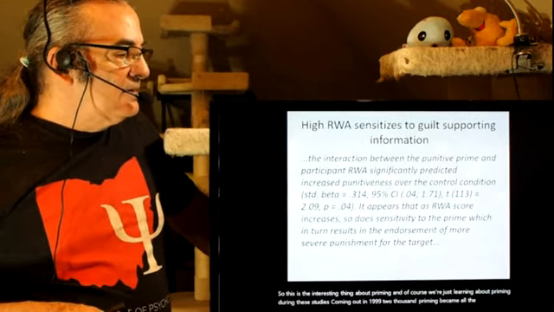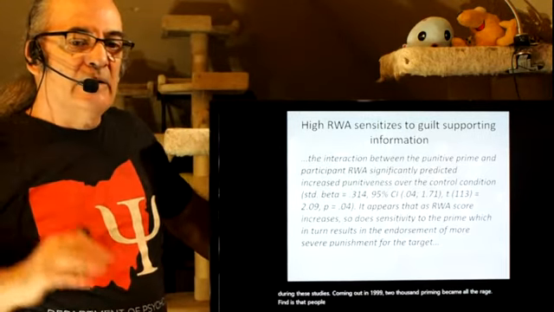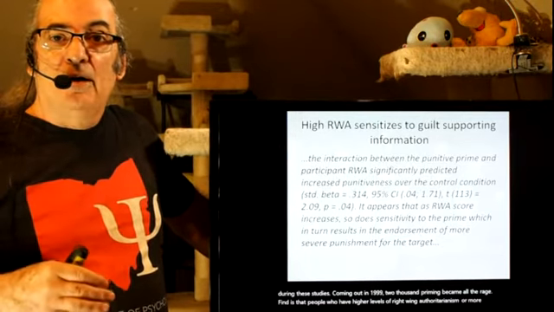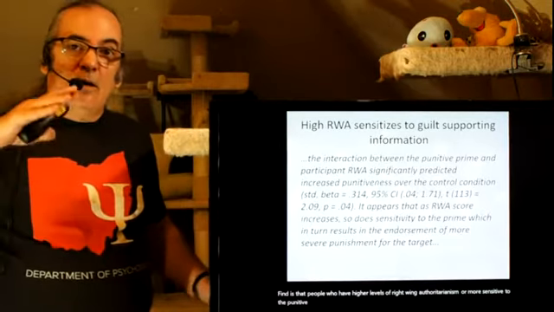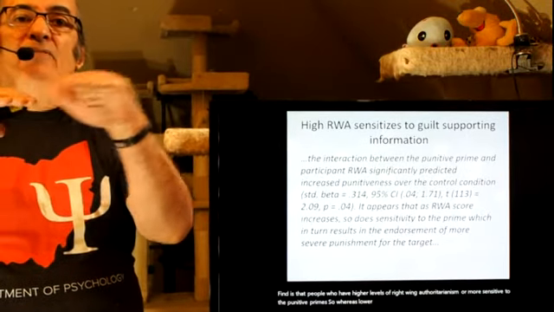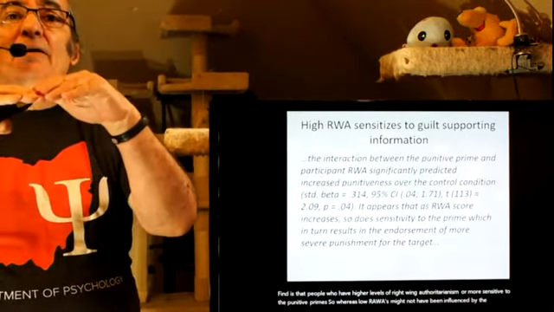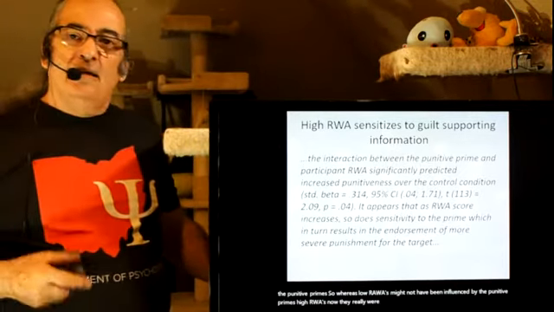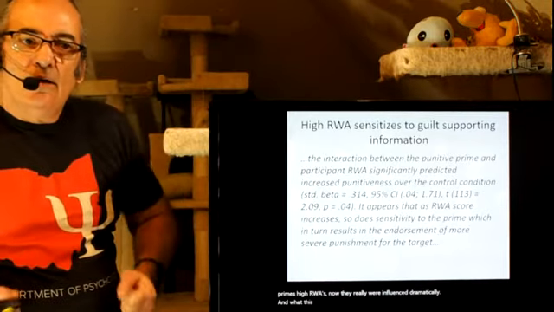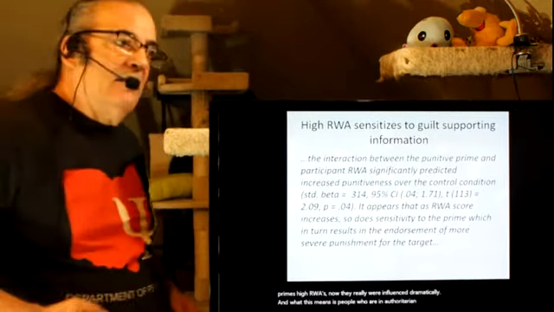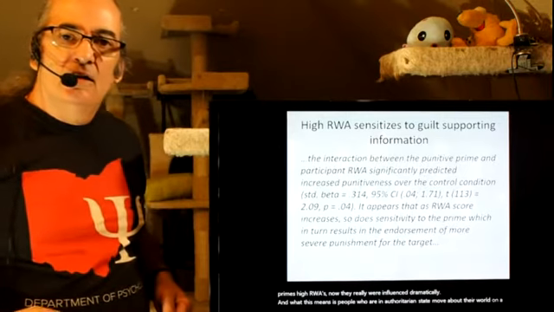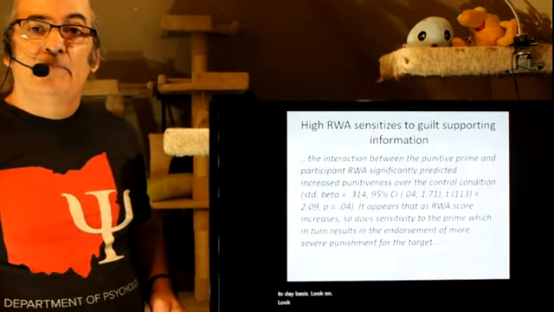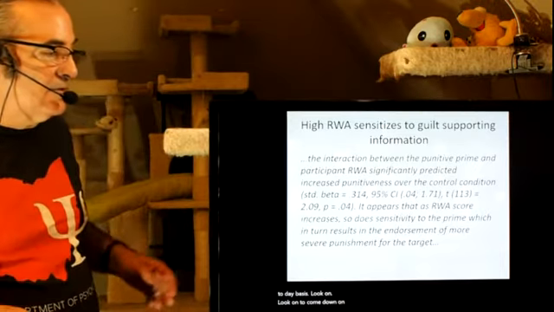What we find is that people who have higher levels of right-wing authoritarianism were more sensitive to the punitive primes. So whereas low RWAs might not have been influenced by the punitive primes, high RWAs, man, they really were influenced dramatically. Right? And what this means is people who are in an authoritarian state move about their world on a day-to-day basis looking to come down on people. Right? That's essentially what we see.